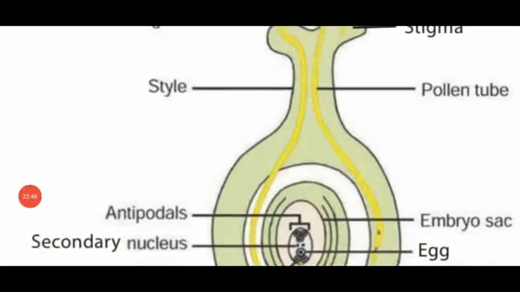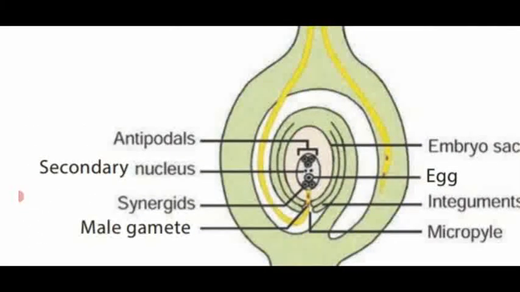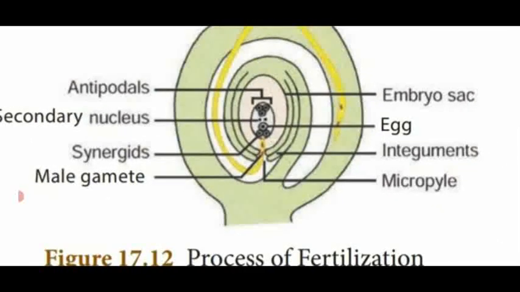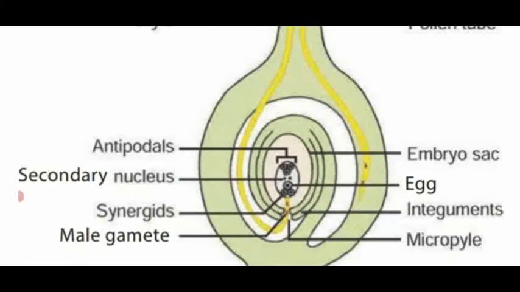Dear students, after that only the post-fertilization changes take place. That is, this ovule is modified into the seed. The integument of the ovule is modified into the seed coat of the seed. Then the ovary part is modified into the fruit region. So these are the post-fertilization changes that occur in the plant parts.